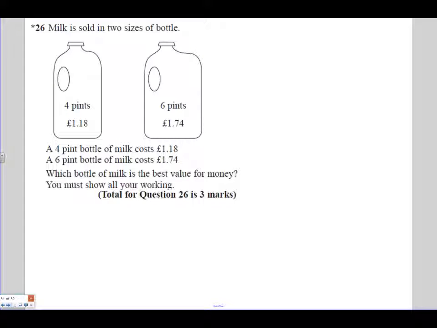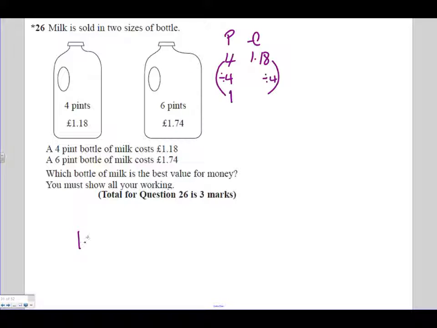Final question, question 26. 4 pints of milk cost £1.18 and 6 pints cost £1.74. Which bottle of milk is the best value for money? Show your working out. So again, this is to do with ratios where we have a number of pints against a cost. So we have 4 pints costs £1.18. And if I want to know what 1 pint costs, then I have to divide it by 4. What I do to one side, I do to the other.